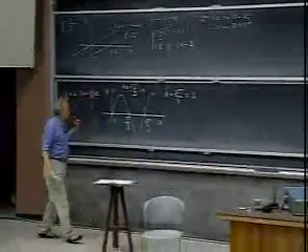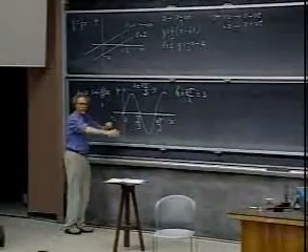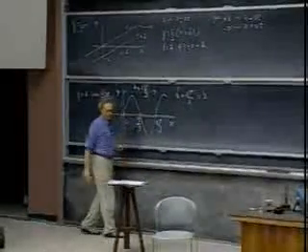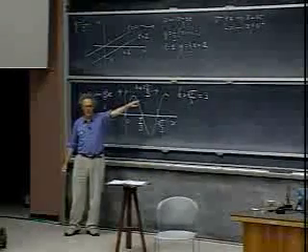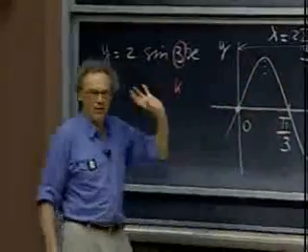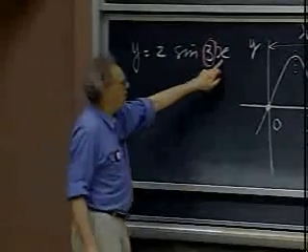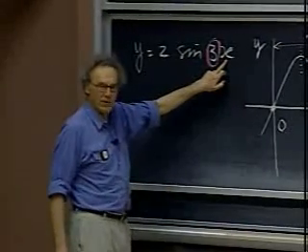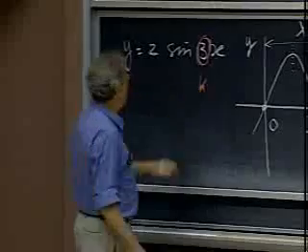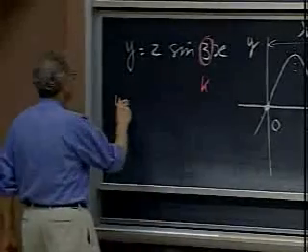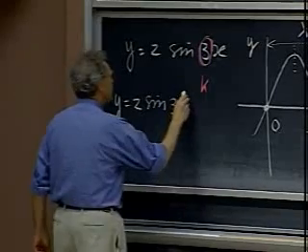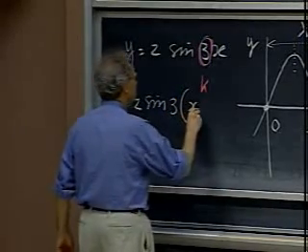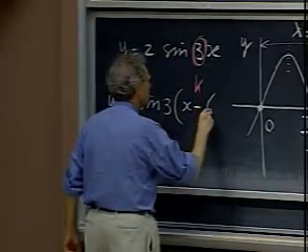Now I want to have this wave move. I want to have a traveling wave. And I want to have it move with 6 meters per second in the plus x direction. So the recipe is now very simple. All I have to do is replace this x by x minus 6t. So now I get y equals 2 times the sine of 3 times (x minus 6t).